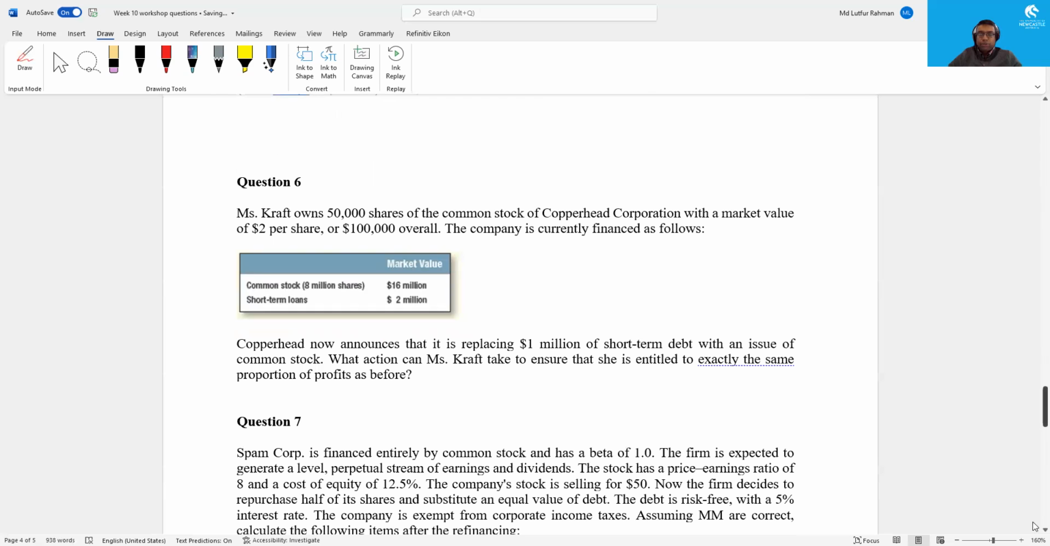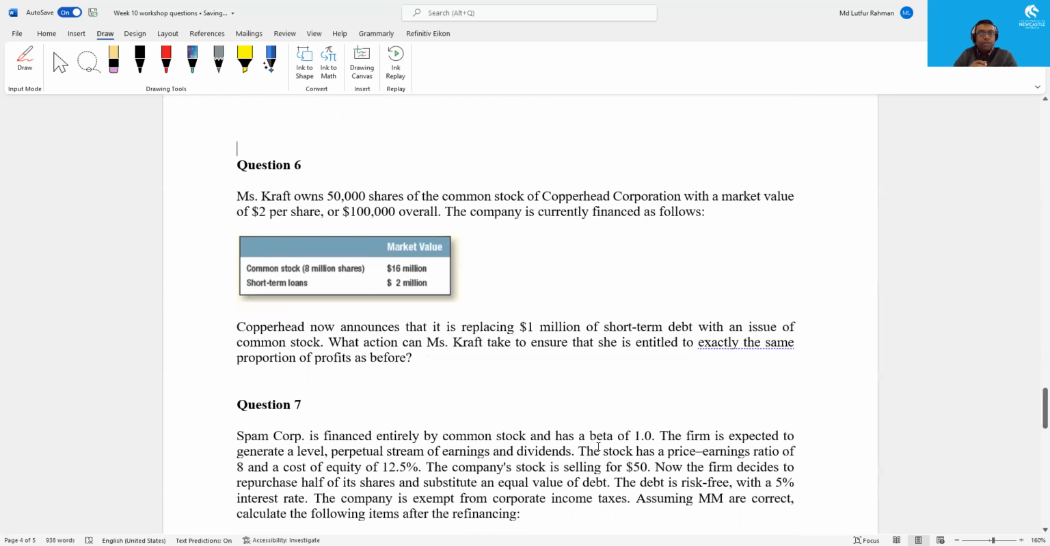Question number 6. Ms. Kraft owns 50,000 shares of the common stock of Copperhead Corporation with a market value of $2 per share, or 100,000 overall. The company is currently financed as follows: 8 million shares with a market value of 16 million, and short-term loans of 2 million. Copperhead now announces that it is replacing 1 million of short-term debt with an issue of common stock. What action can Ms. Kraft take to ensure that she is entitled to exactly the same proportion of profit as before?